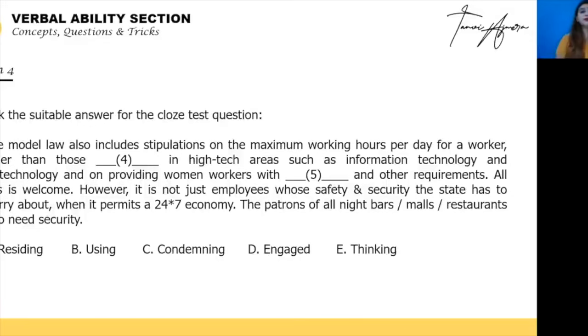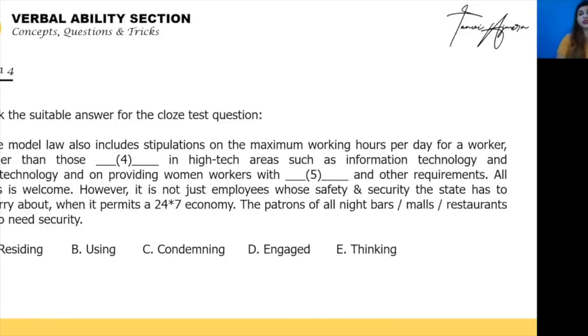Residing means staying. Can you stay in high-tech areas such as IT and biotech? These are not the names of areas. Like if we say staying in high-tech areas such as Koramangala, right? Such as, I don't know, Indiranagar, something like that. That's a very different thing. But here, information technology and biotechnology are not really names of areas, right? So residing does not make sense. Using in high-tech areas, right? Using high-tech information, high technology is another thing. Using in again does not make any sense.